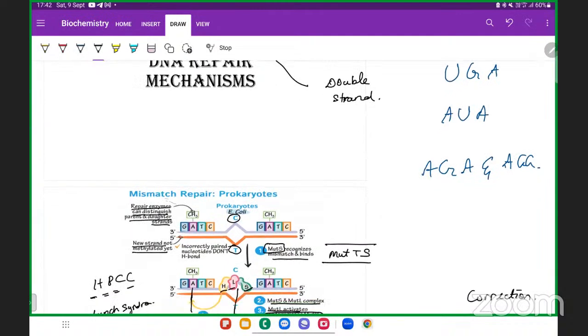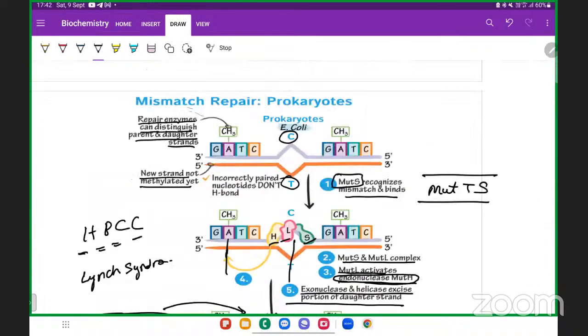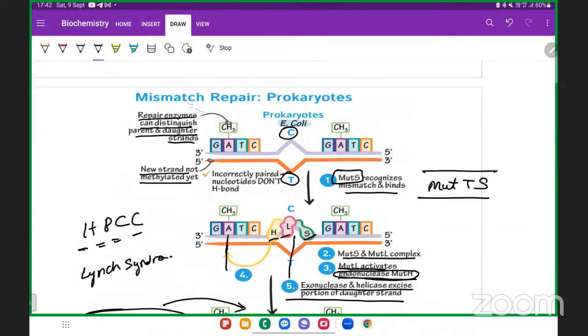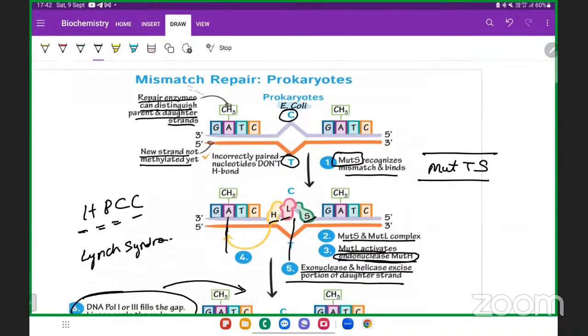Number one, mismatch repair mechanism. I think I have told you already this in the last class, but I will quickly revise so that it will be helpful to understand. Okay, so single strand repair mechanism, number one, you have your mismatch repair mechanism. What is this mismatch repair mechanism? Guys, please listen to it.